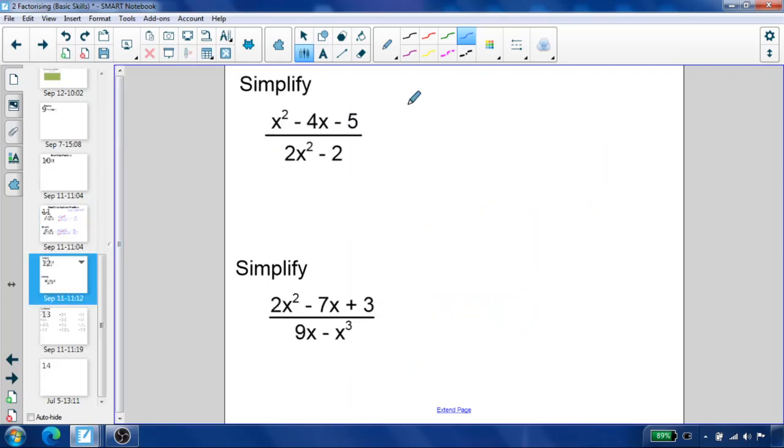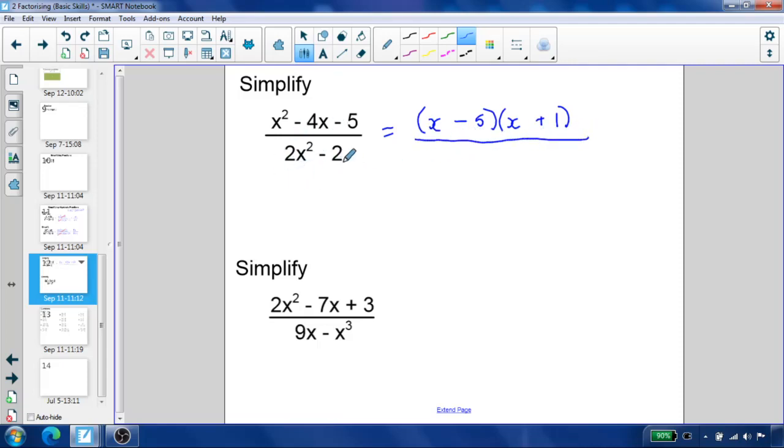Let's have a look at a couple more examples. I'm going to start by factorising the numerator. This is a nice one, so I'm going to have x in both brackets. 5 is prime, so let's put a 5 and a 1. And then I need a minus 4x and a minus 5. So I'm going to have a minus 5 and a plus 1.